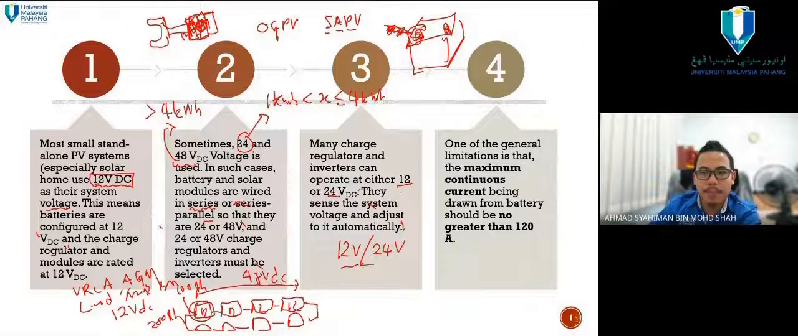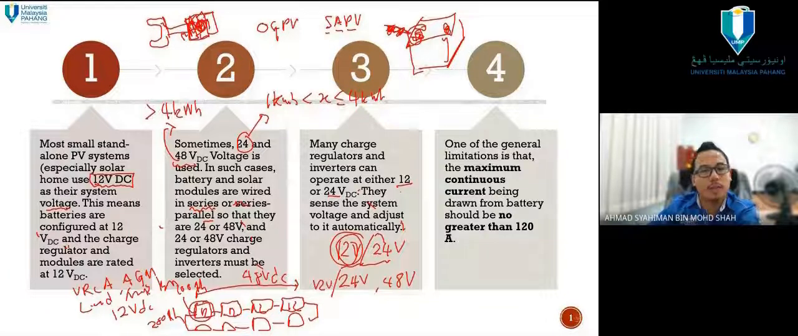Biasanya dia ada by channel lah. Dia boleh 12 and boleh 24. But sometimes they only rated for 12 volt. Okay. Please make sure you read it carefully. Sometimes inverter or charge controller, sometimes only 24 volt, 48 volt very rare lah. Sometimes they can do both.